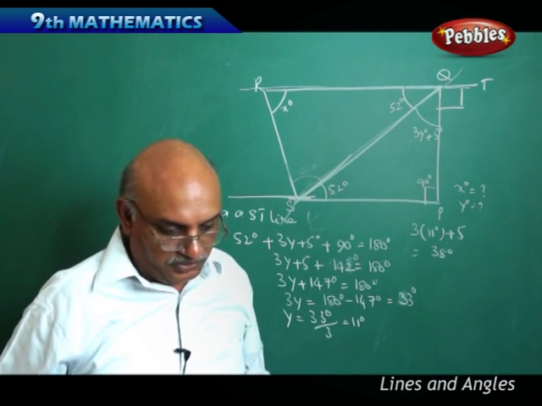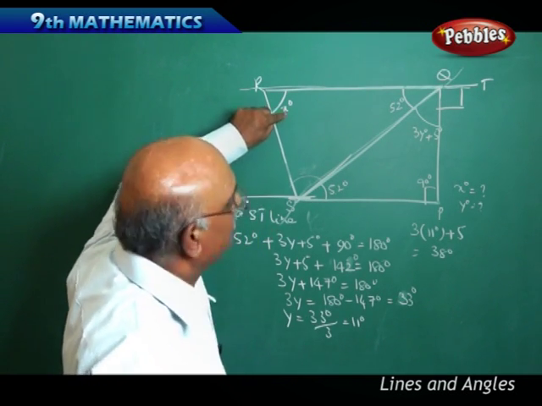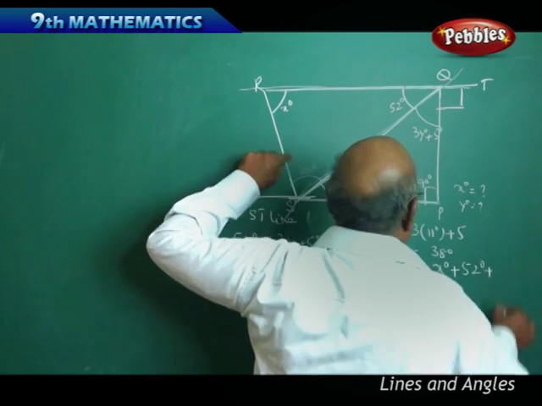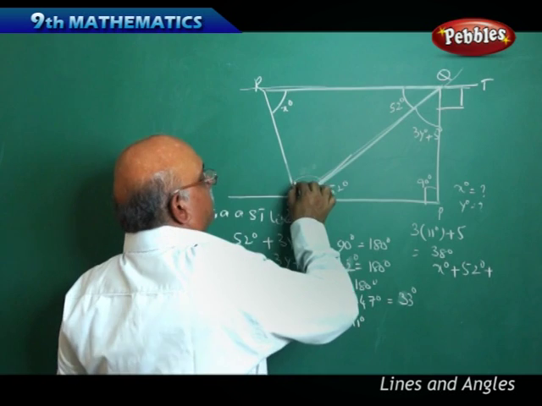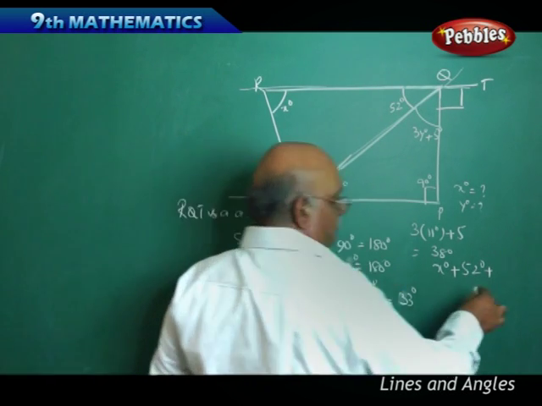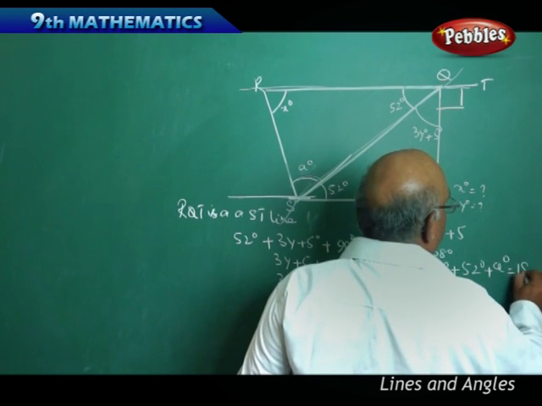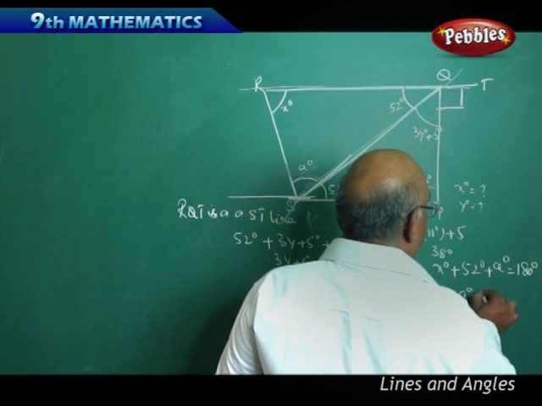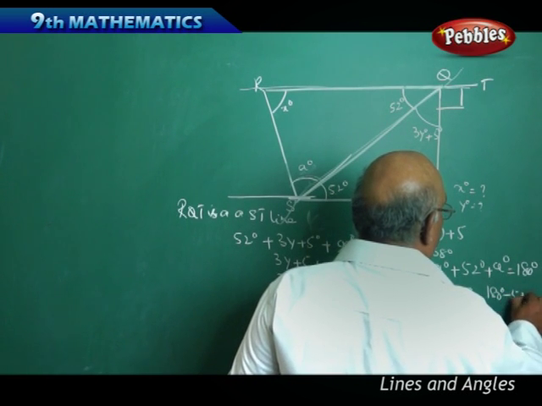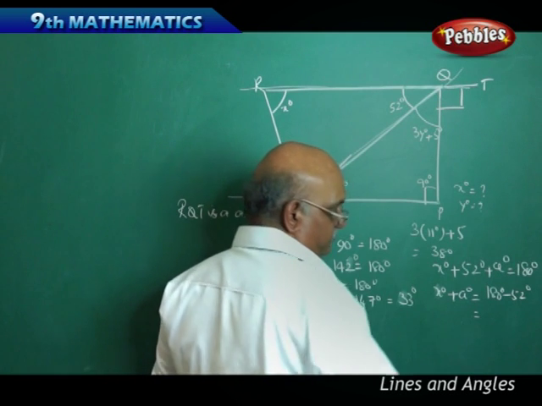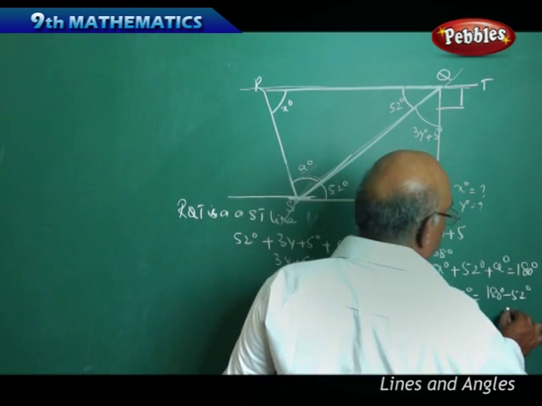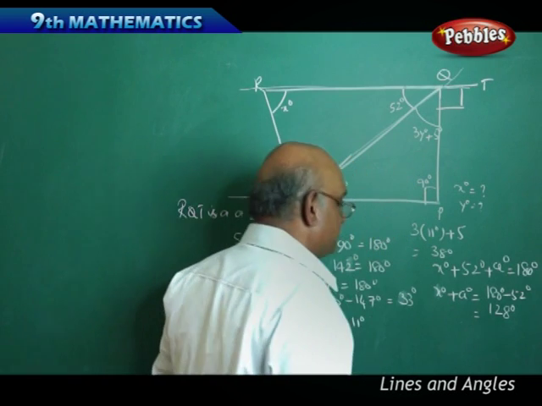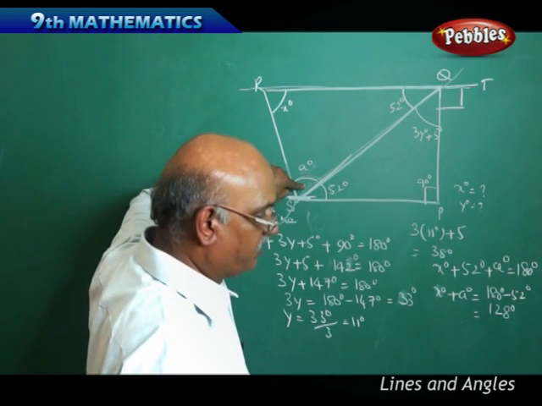In that case, what will happen? The whole thing will become x degrees plus 52 degrees plus this angle, let us call it a degrees, is equal to 180 degrees. Now here x degrees plus a degrees is equal to 180 degrees minus 52, that is equal to 128 degrees. That implies x plus a is equal to 128 degrees.